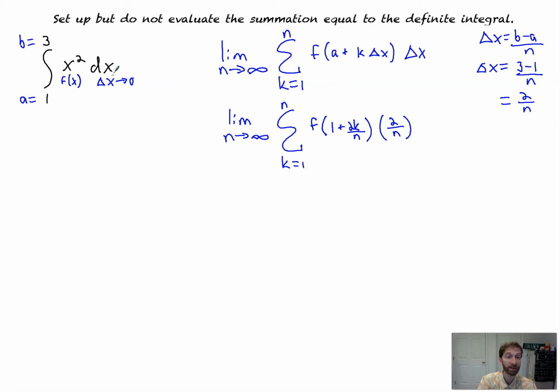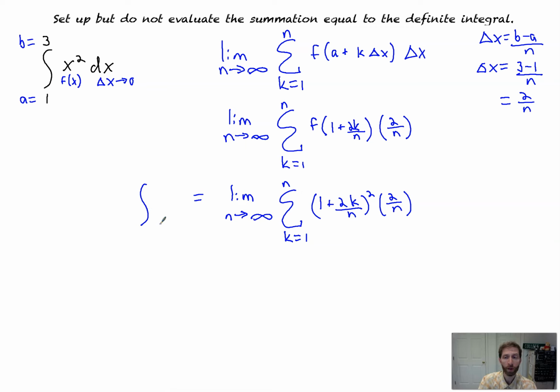That again is the delta x, dx is right here. F of x is right here. All we have to do now is just make sure that we plug this into the function, which is x squared. So the limit as n goes to infinity of sigma k equals 1 to n. F of anything means plug it into the function. We're going to square that. So that's 1 plus 2k all over n squared times 2 over n. That is equal to the integral from 1 to 3 of x squared dx.